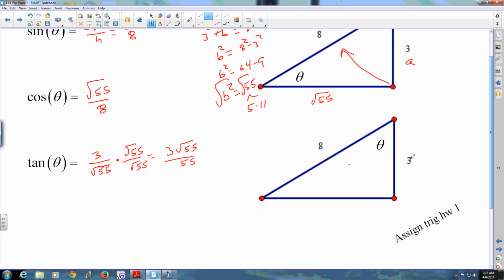Doing this one, same numbers, so this side's again going to be the square root of 55. But when I go to take the sine of it, it's opposite over hypotenuse. So the sine of that angle is your opposite, square root of 55 over 8. Cosine of theta is going to be your adjacent over hypotenuse, 3 over 8. And then tangent is opposite over adjacent. Square root of 55 over 3.